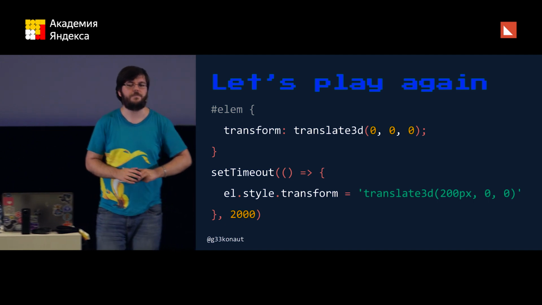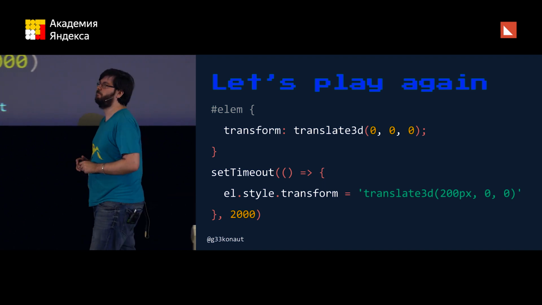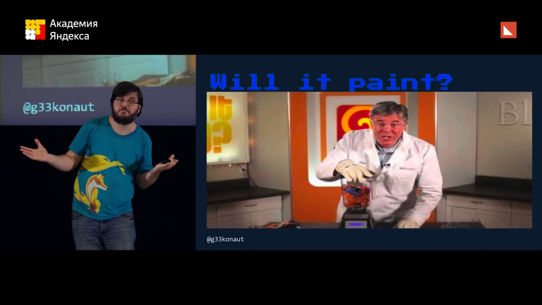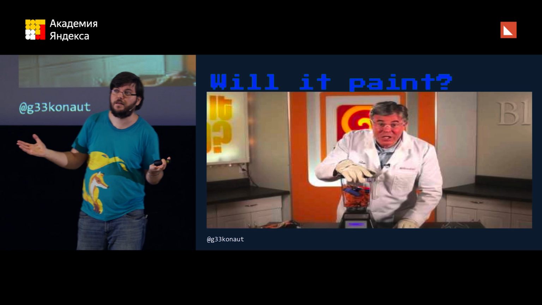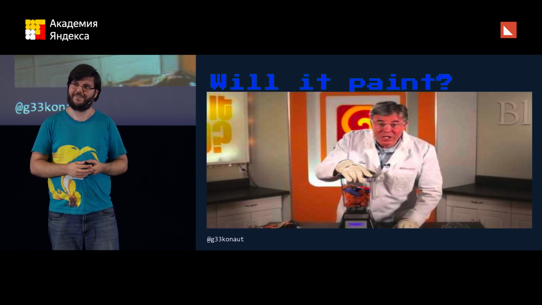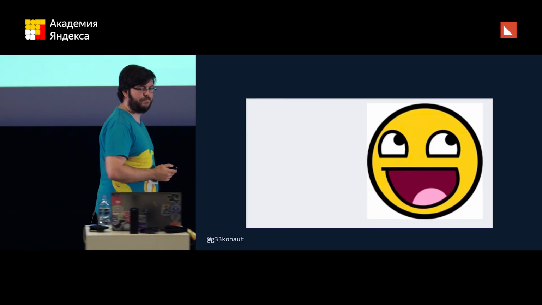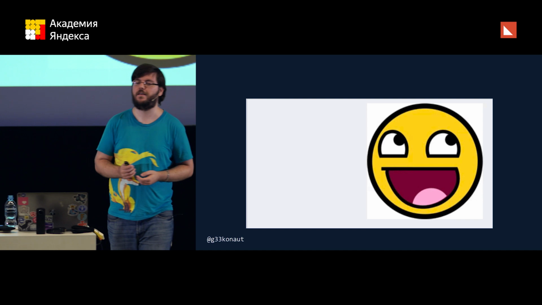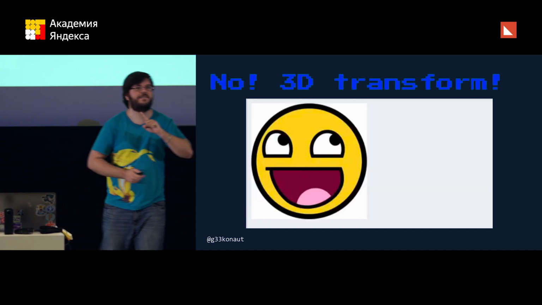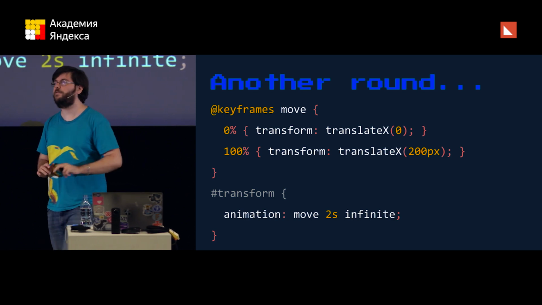Okay, let's play this again. Slightly different code. Two seconds later, we change it. What do you think? Oh, yes, maybe. Okay. Bam! It does not, because it's a 3D transformation. Okay, fair enough. That was a tricky one.